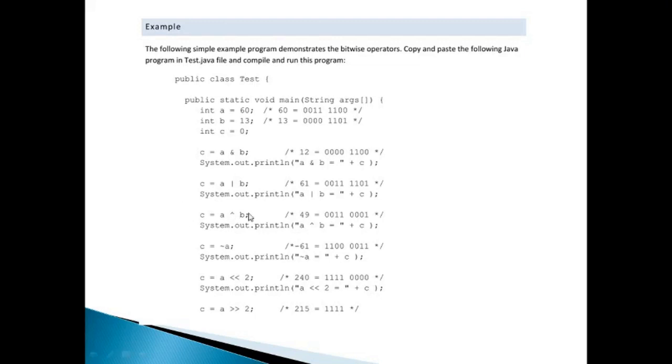So A XOR B will result in 49, and the negation of a particular variable like A will result in minus 61. This left shift of 2, for A's value, A is 60. As you can see, we have left shifted it twice, so it is getting multiplied by 2, and then again it is getting multiplied by 2. The resultant 240 is attained, and as we perform the right shift twice on A, then we are getting 215.